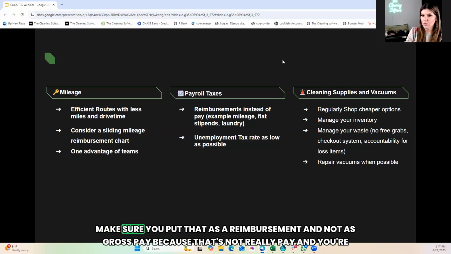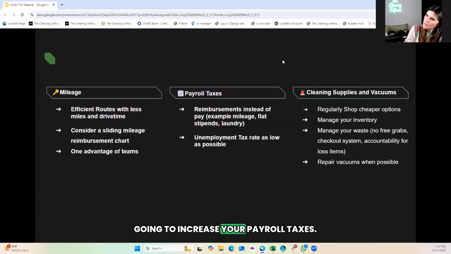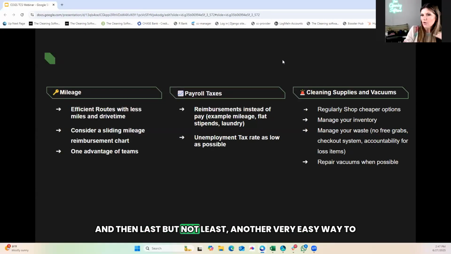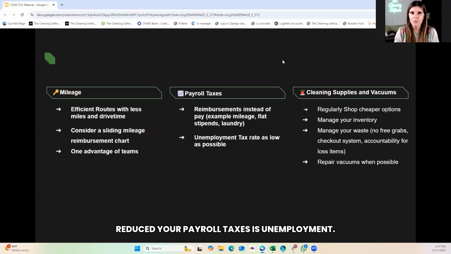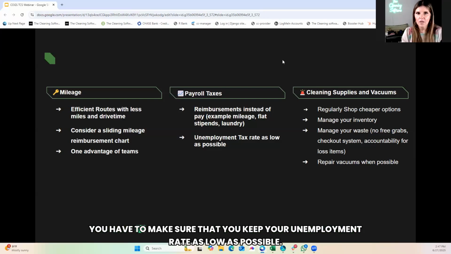Make sure you put that as a reimbursement and not as gross pay, because that's not really pay and you're going to increase your payroll taxes. And then last but not least, another very easy way to reduce your payroll taxes is unemployment. You have to make sure that you keep your unemployment rate as low as possible.